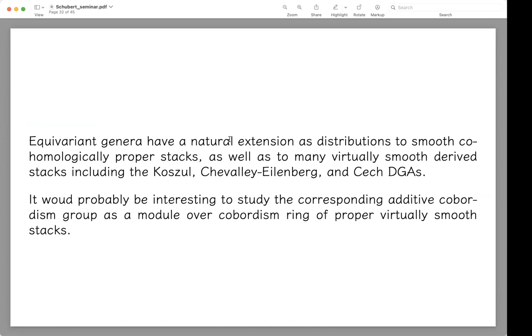And this equivariant genera then have a very natural extension to some distributions on smooth homologically proper stacks, and maybe you can throw in some derived stacks. And we don't need a general theory. All we need is, the only DGAs we need for this are just the good old Koszul, Chevalley-Eilenberg, and Čech complexes. So we didn't pursue any kind of general theory, but I'm sure it exists and would probably be interesting to study.